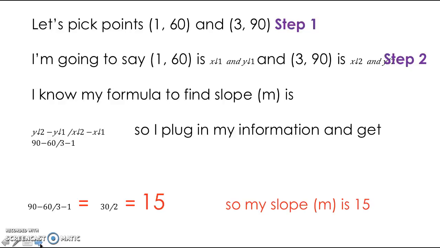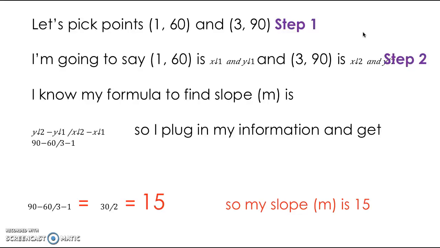So let's pick 2 points. Let's pick 2 points from our scatter plot. We're going to pick points (1, 60) and (3, 90). So in (1, 60) and (3, 90), 1 is my x and 60 is my y. 3 is my x and 90 is my y. This is the first step. The first step is for you to pick 2 points.